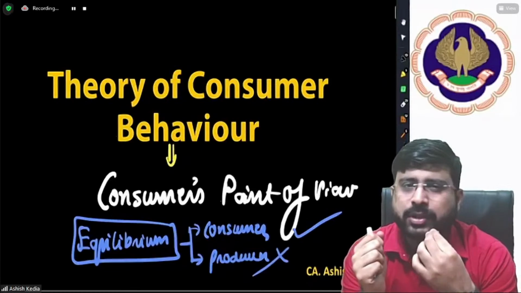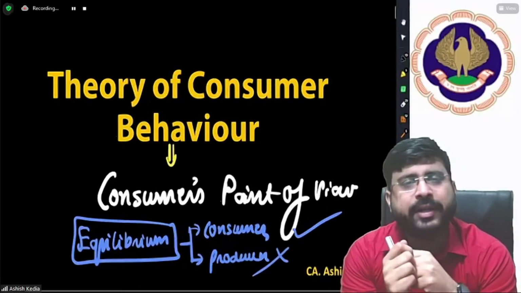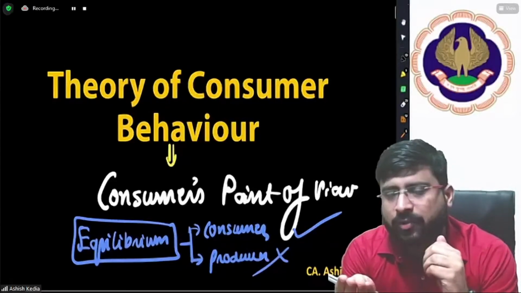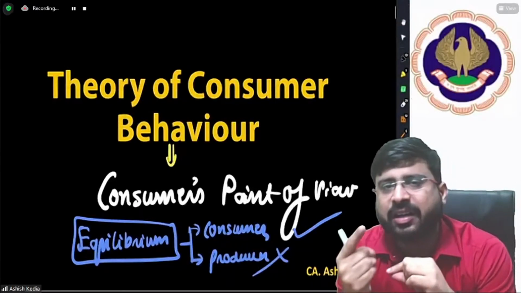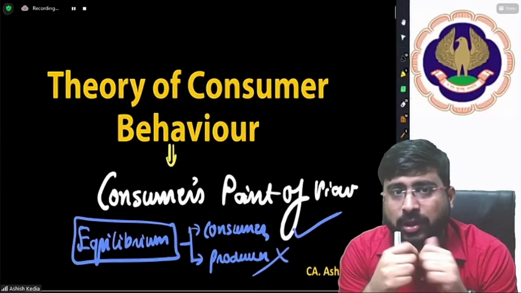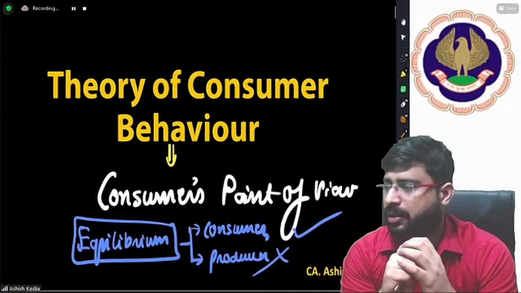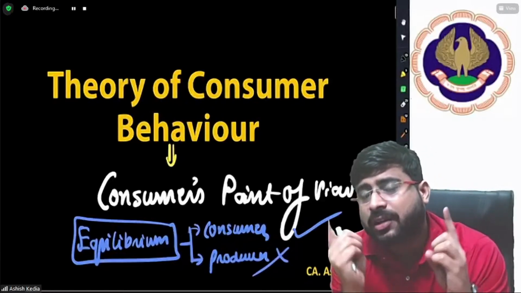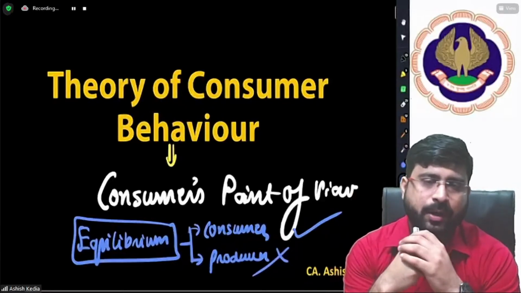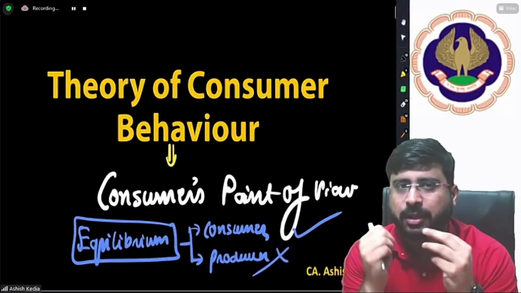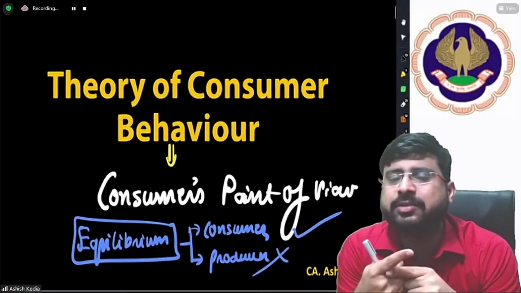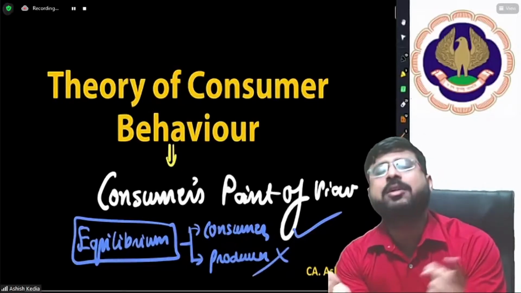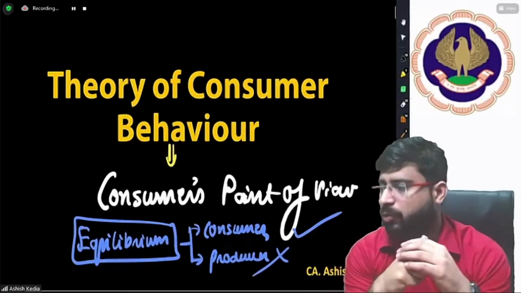This is a point where the consumer has consumed so many quantities of the commodity that he doesn't feel any need to consume more, keeping in mind the consumer's budget. So, keeping in mind the budget, the quantity that the consumer will consume so as to achieve maximum satisfaction is described by consumer equilibrium.